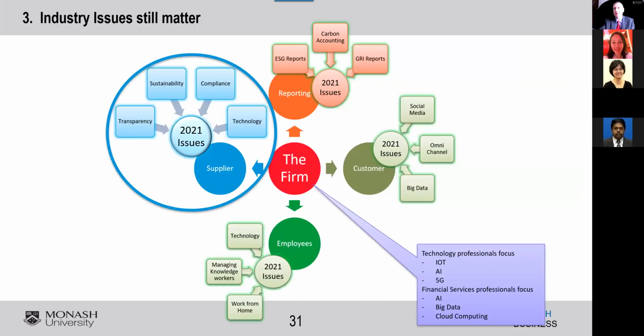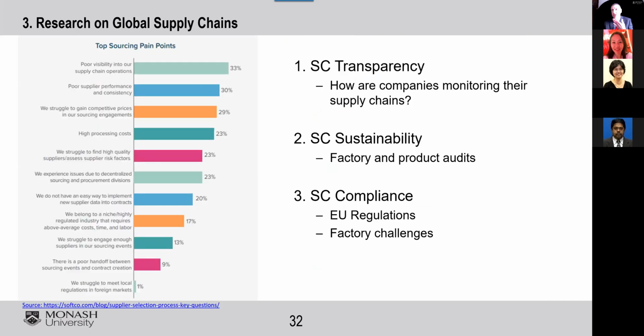Okay. So again, there's the issues, and I'm going to finish with just talking about some of the areas, theoretical top-down, sustainability, compliance, and transparency in the supply chain, but working with archival data. Wow. So, on the transparency, this is a 2021 issue.